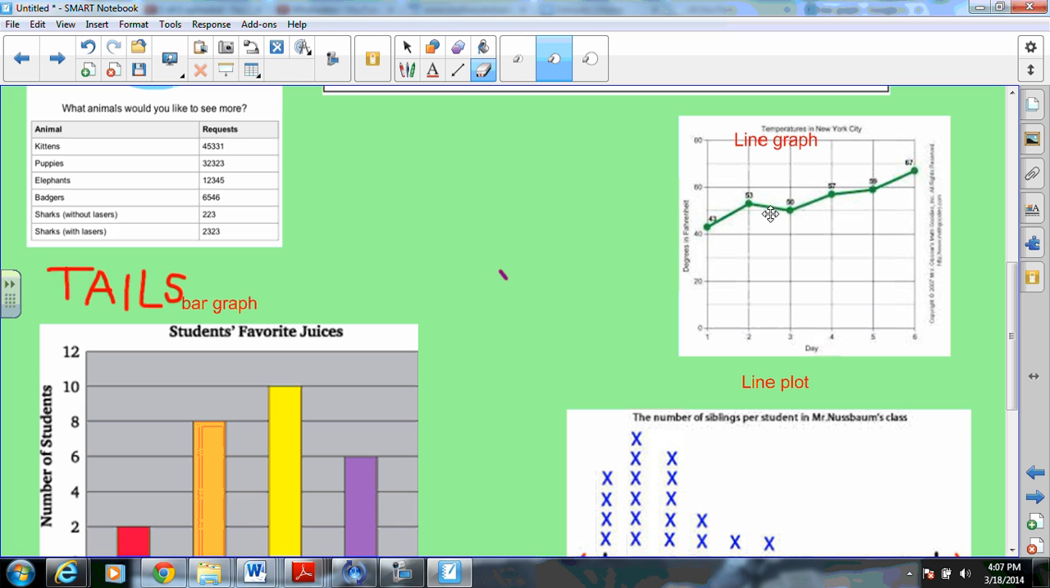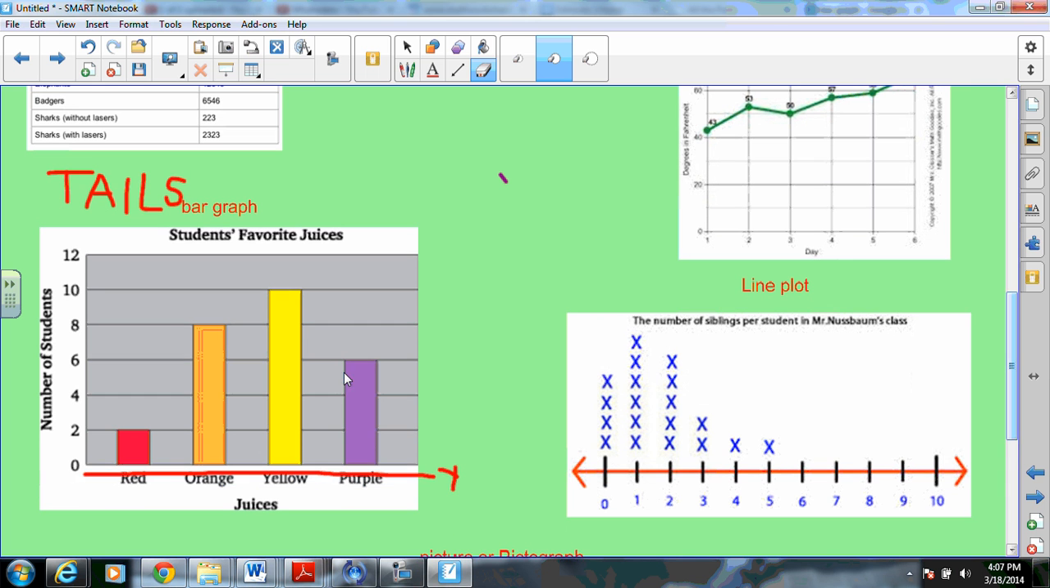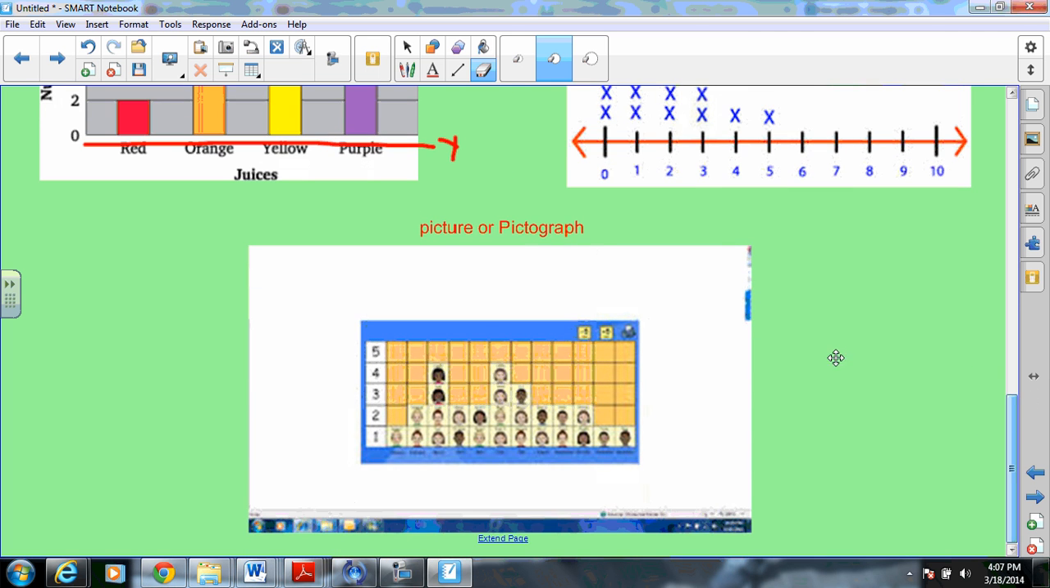We have a bar graph, and they call it that because they use bars on it. Here's a line plot. You can remember it by the fact that there's just a line with X's plotted on it or written on it. And then a picture graph, or pictograph, because they use pictures to help you.